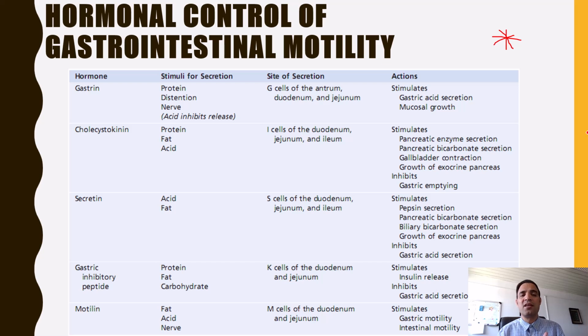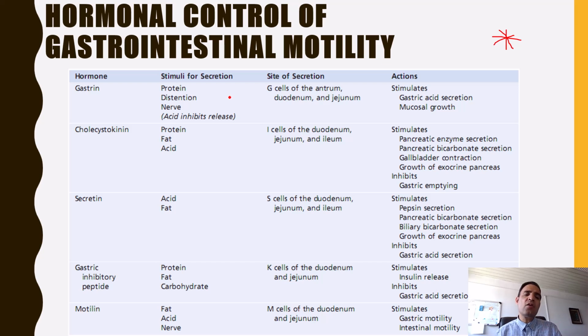For example, gastrin. What is the stimulation for the secretion? Presence of food in the stomach, distension of the stomach, and also the nervous system stimulate the release of gastrin, and gastrin will stimulate acid secretion and mucosal growth in the stomach. The cell that releases gastrin is the G cell in the antrum of the gastric mucosa, but also in the duodenum and jejunum we have some source of gastrin secretion.